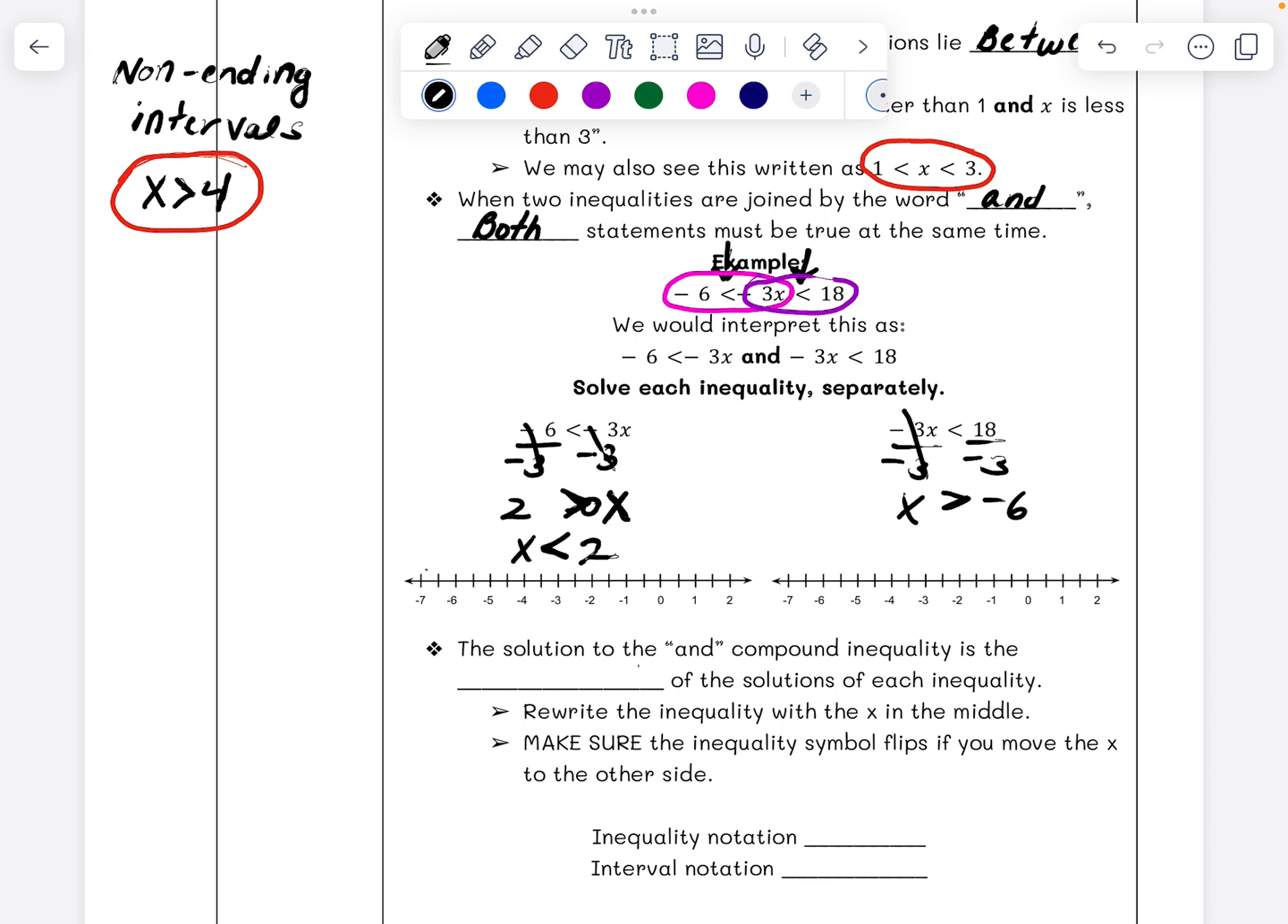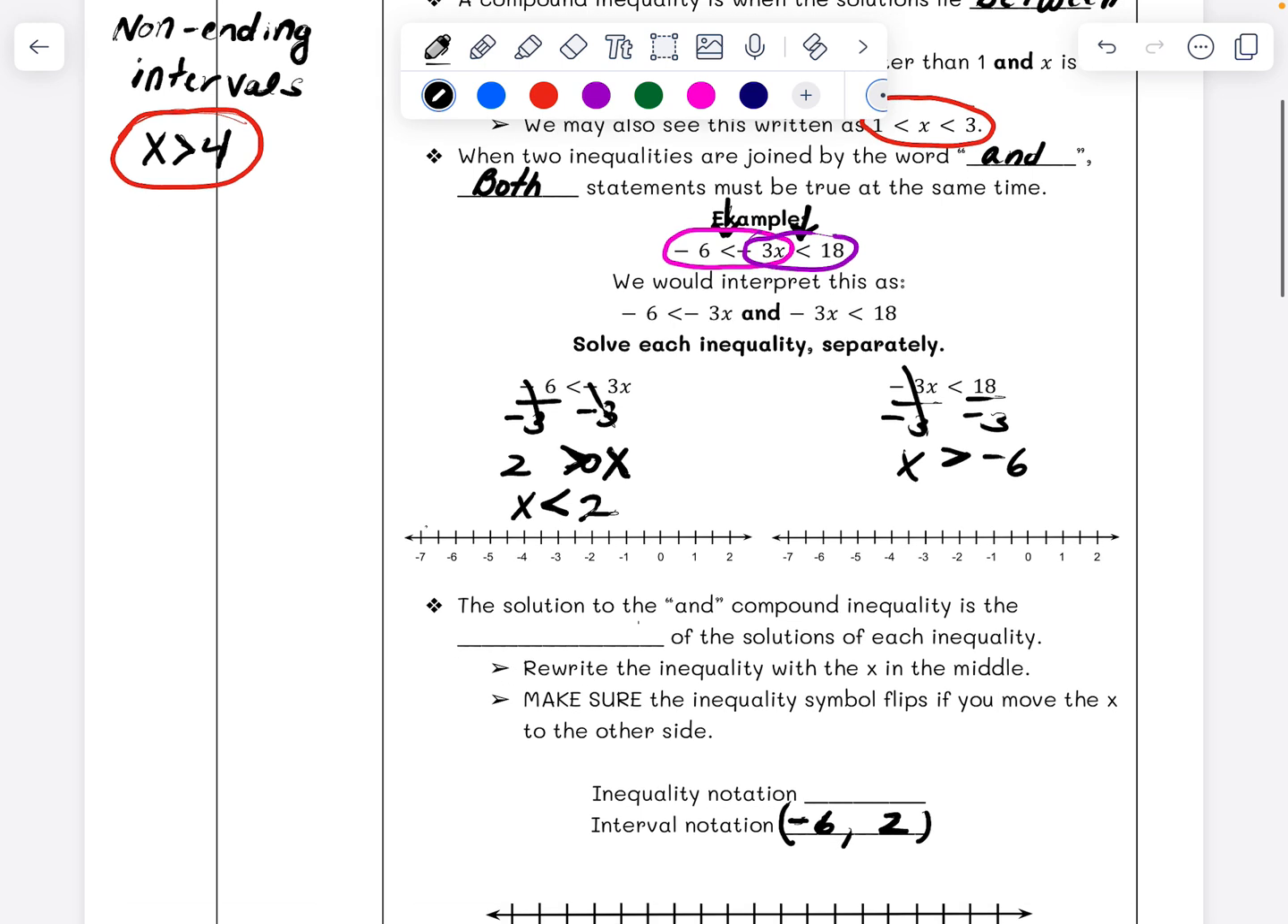So let's put this in interval notation, meaning I'm going to look for the least to the greatest. So if x is greater than negative 6 and less than 2, then I know that negative 6 is the least, 2 is the greatest, okay? Neither one of them have an equal sign underneath that inequality symbol, so I'm going to use parentheses on both sides.